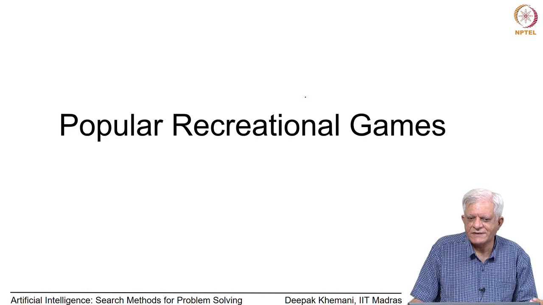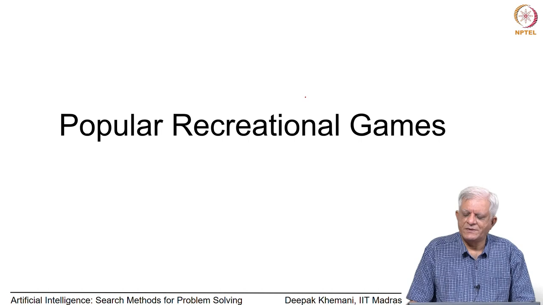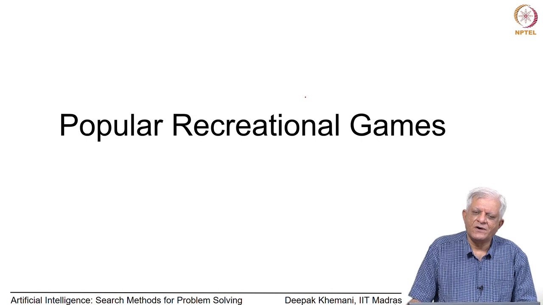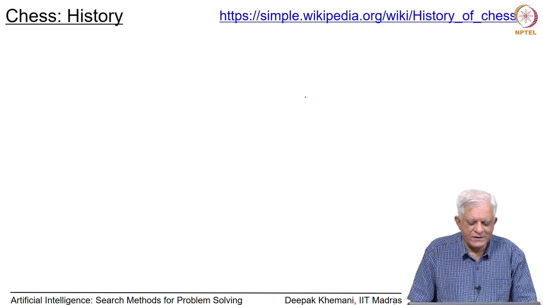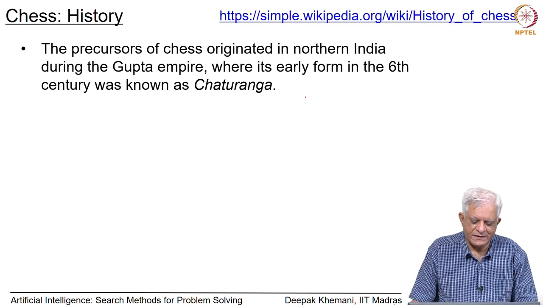Chess has been one of the most popular games in computer science ever since computers began. People have been talking about programming chess, because for a long time chess was considered to be a hallmark of intelligent behavior, and people said that if you are a good chess player, you must be intelligent. So, let us look at the history of chess to start with. It is an ancient game, and the precursors of chess were in northern India during the Gupta Empire in the 6th century, and at that time the game was known as Chaturanga.